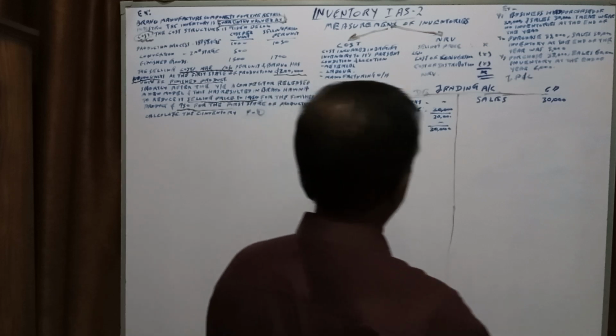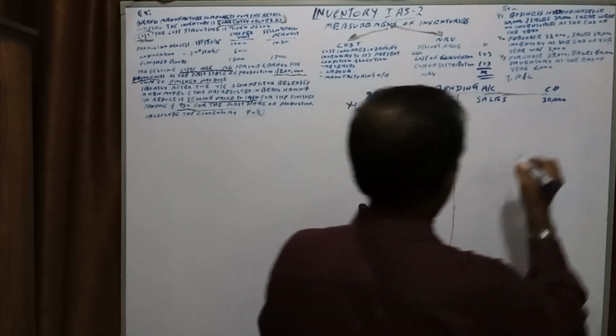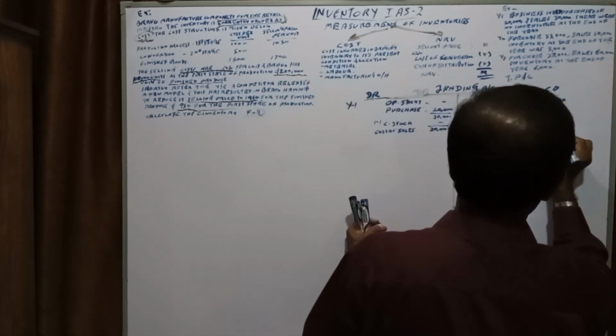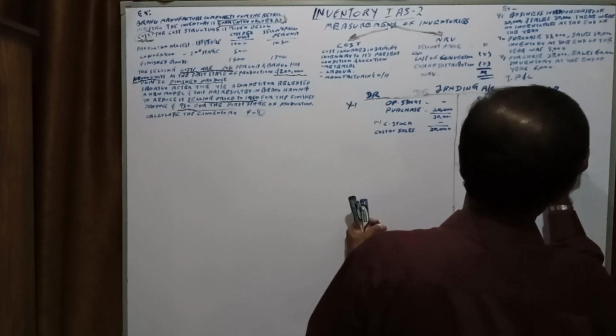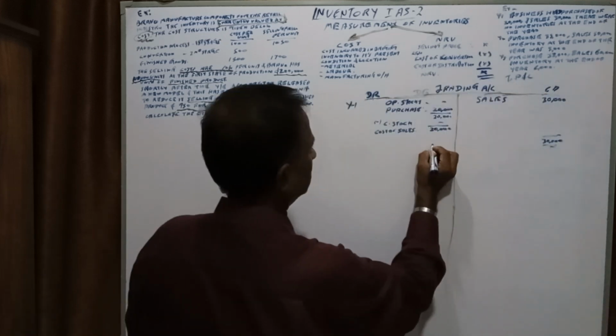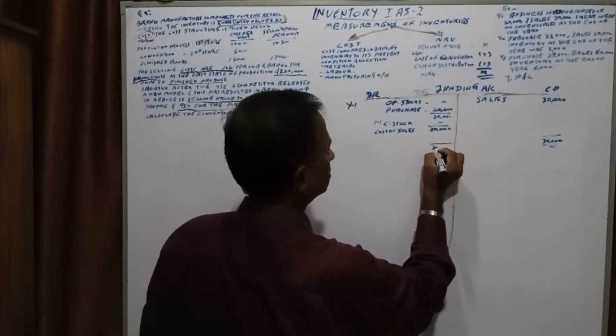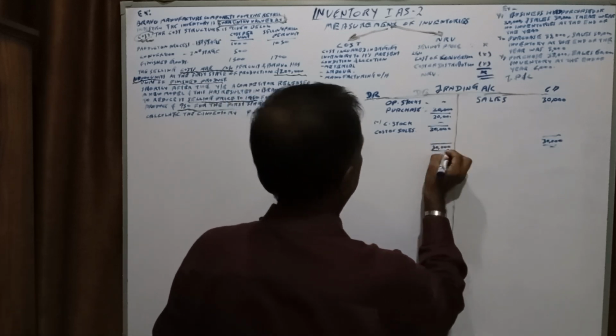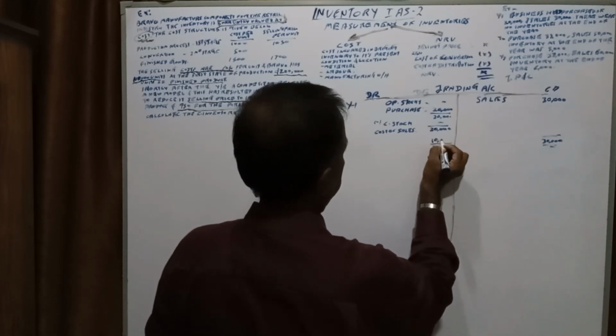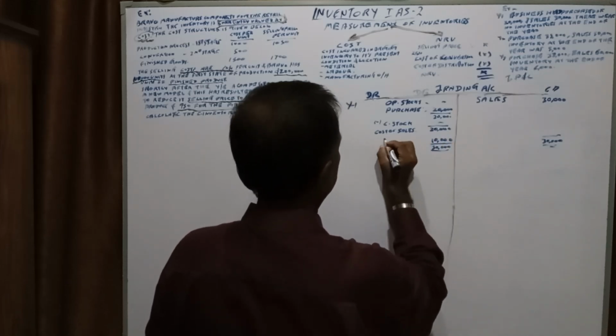Cost of sales is 20,000. Then you are balancing this one to 30,000, right? Here you are balancing to 30,000. Then the 10,000 difference comes to gross profit, right?